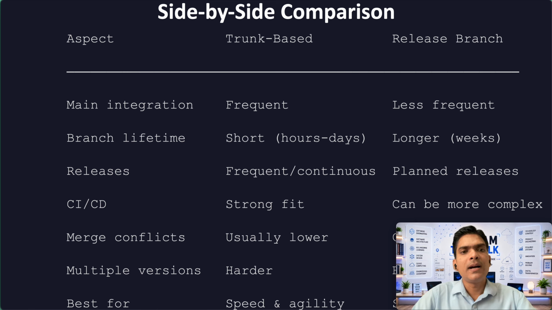Multiple versions. Trunk based makes it harder to maintain multiple versions. Release branches makes it easier. Best for, trunk based favors speed and agility. Release branches favors stability and control.